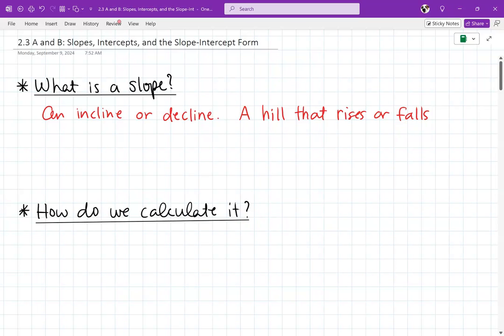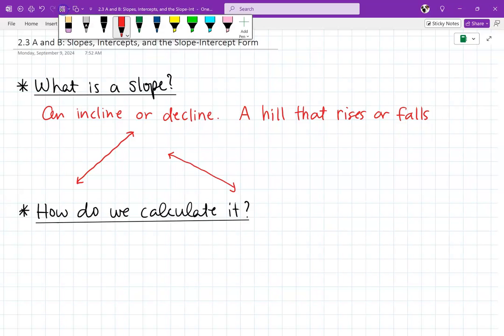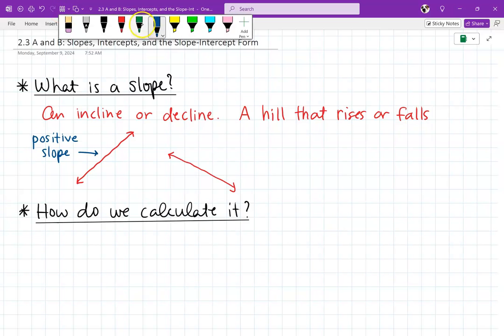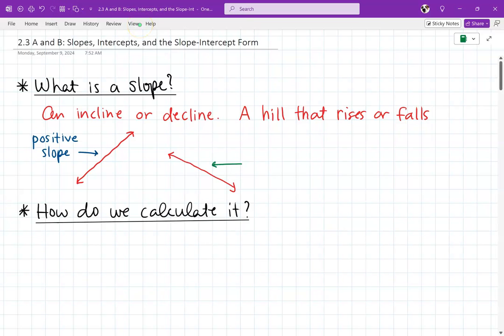Okay, so a lot of times in math they always draw lines, right? And the lines would look like either they're going uphill or maybe it looks like they're going downhill, right? So it's either a line that rises or falls. It just depends on what's happening. Now, if it rises up, we say it has positive slope. Okay, and if it's falling down, we say it has negative slope.